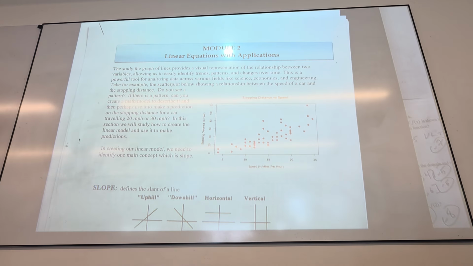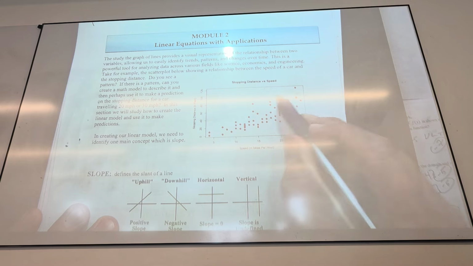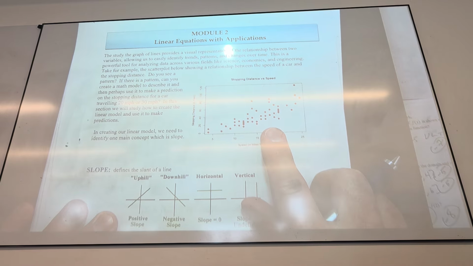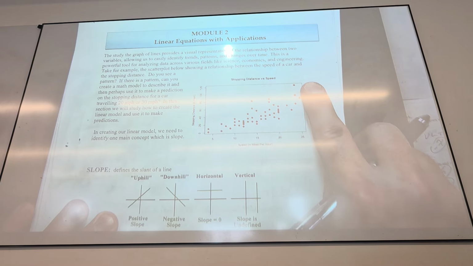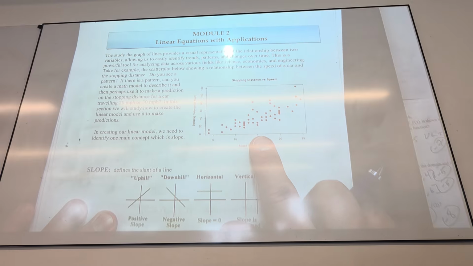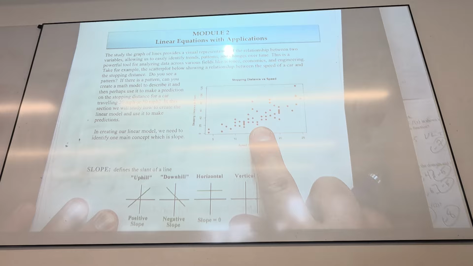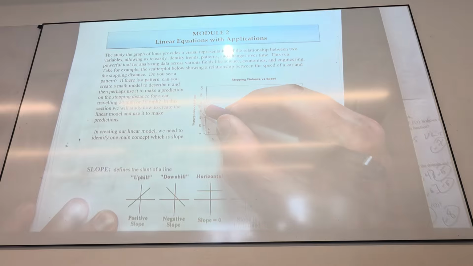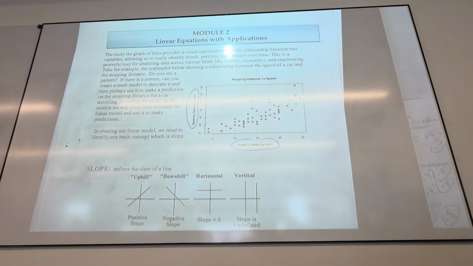I do want to talk just a minute about this kind of thing. This is called a scatter plot, and it kind of makes sense. It's like data points. Here's the speed somebody was going, and here's the distance it took for them to stop. Yes? And do you see a trend in the data?